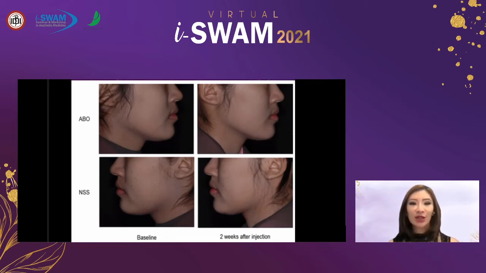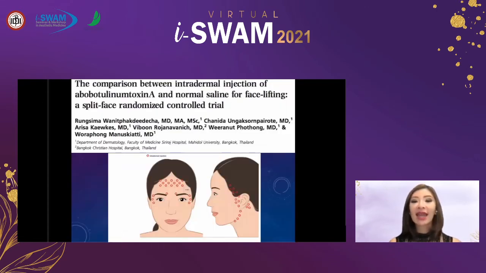So we can see here on the upper picture, the patient has a more contoured jawline. Meanwhile, on the left part of the face, which is injected with saline, there was no improvement at all. So we can actually make a more contoured jawline with botulinum toxins. And how to get there? What we can do is inject hyperdiluted botulinum toxins on the lateral side of the face.